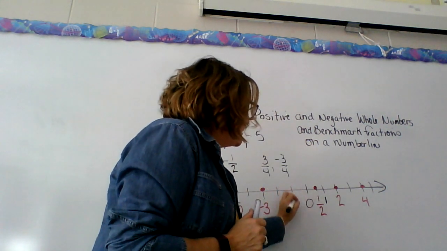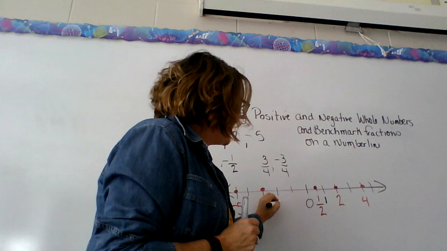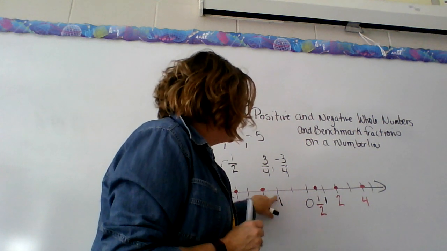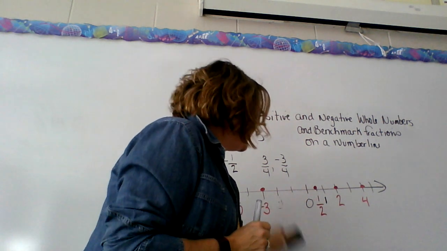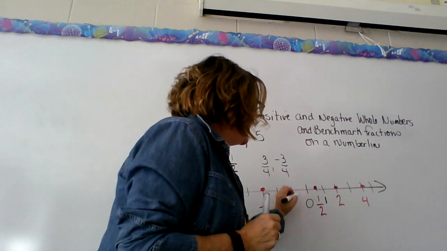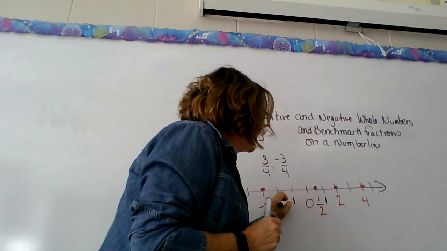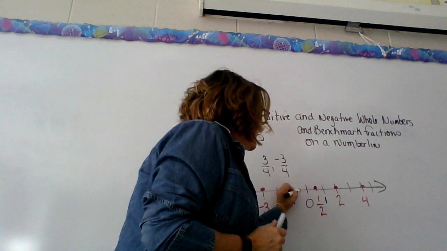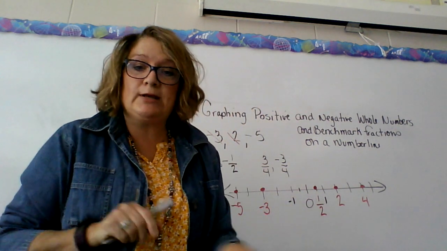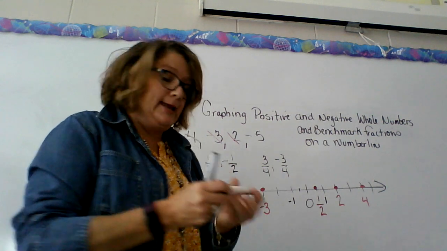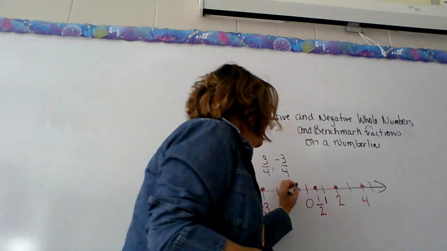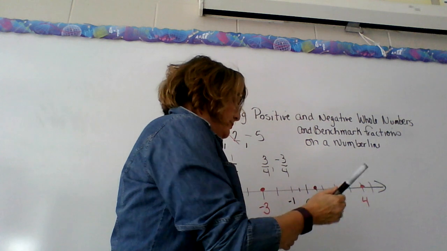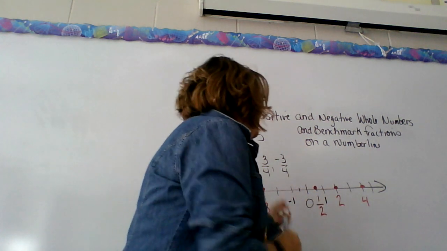So if I am going to graph a negative 1/2, then what I need to do is label negative 1, and I am going to go right halfway between negative 1 and 0, and that's where I'm going to be plotting the negative 1/2.